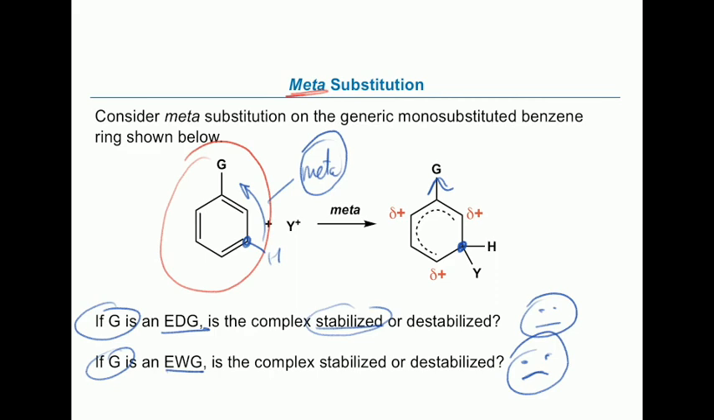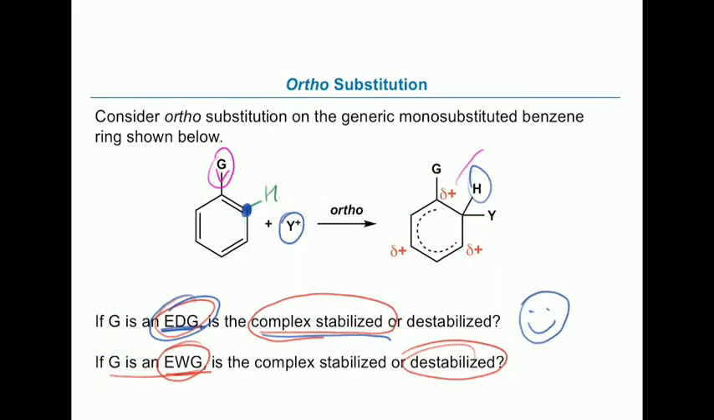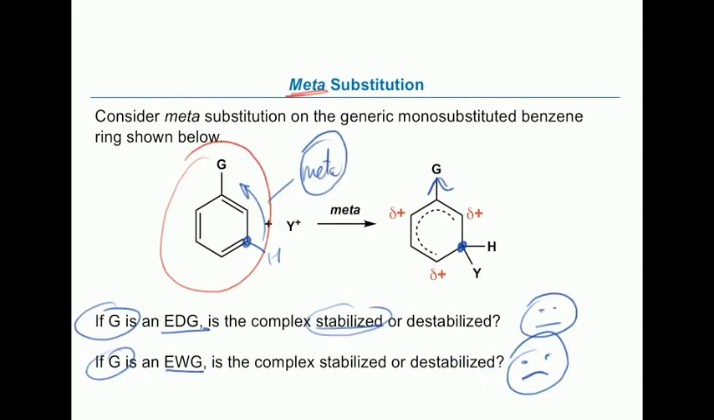It's not being significantly helped, but it's also not being as badly hurt as the interaction we would have in this case. If I have an electron withdrawing group here, this is very, very, very destabilizing. So at least you've got sort of ambivalence, acceptance at that point.